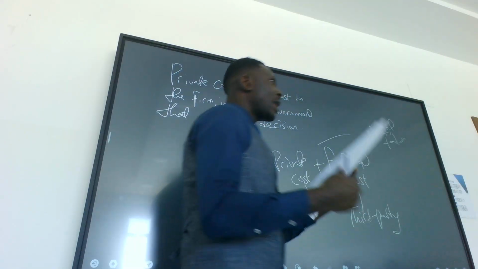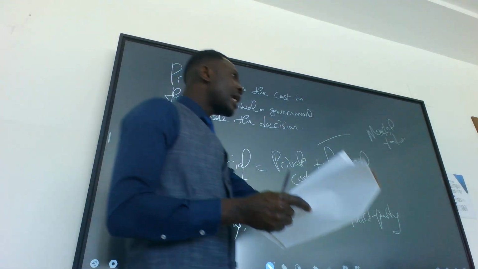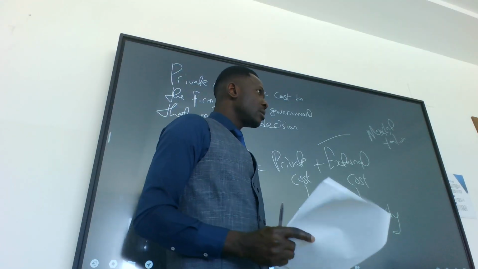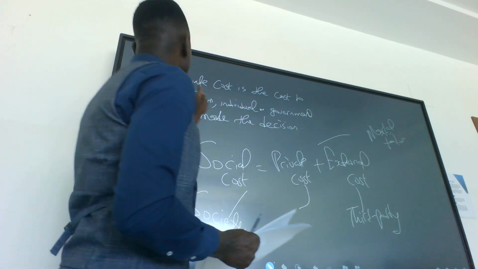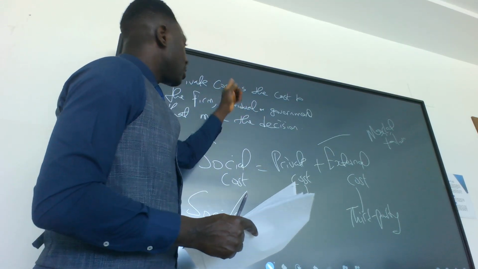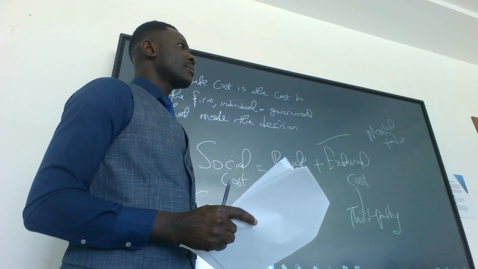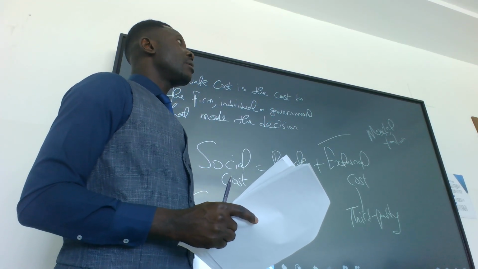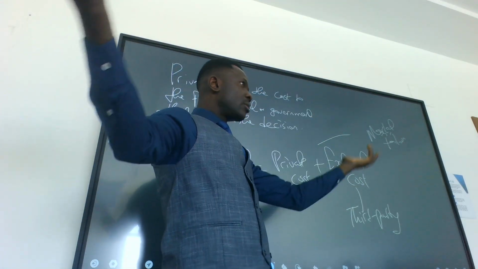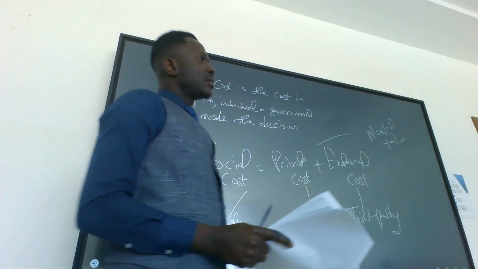Or, I choose to buy a car. Buying a car is a private cost for me. That's why I said private cost is the cost to the firm, the individual, or the government that made that decision. So the car that causes pollution is external, because pollution is to the world, to the environment.